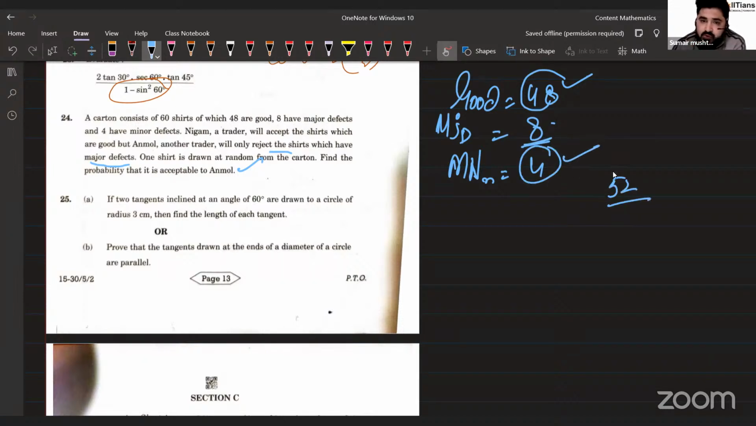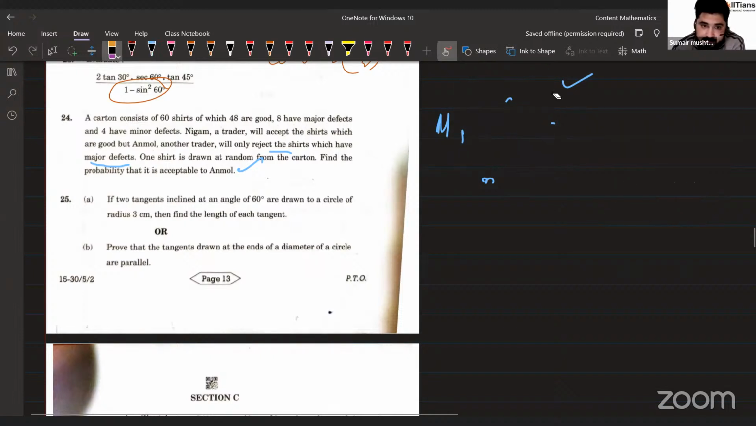So it is 52 out of 60. So 52 out of 60 can be written as 13 by 15. I think so. Clear? Clear, guys? Is it okay?